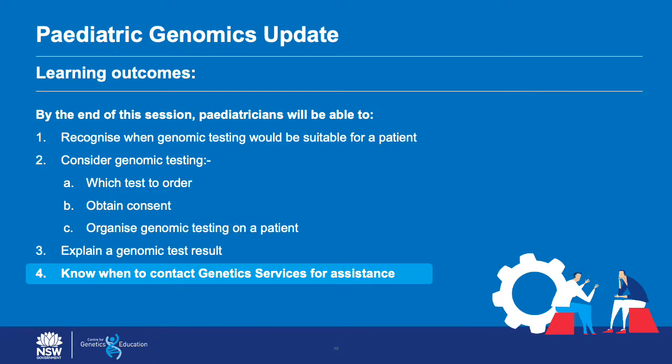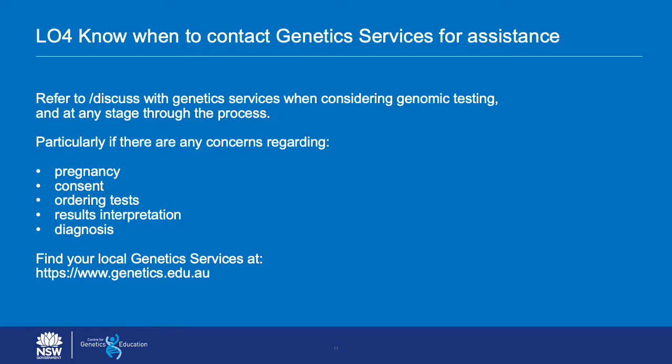Now to learning objective number 4, knowing when to contact genetic services for assistance. Refer to discuss with genetic services when considering genomic testing and at any stage through the process, particularly if there are any concerns regarding the following: pregnancy, consent issues, how to order the test, interpretation of results, and discussion or exploration of a genetic diagnosis. Find your local genetic service at www.genetics.edu.au.